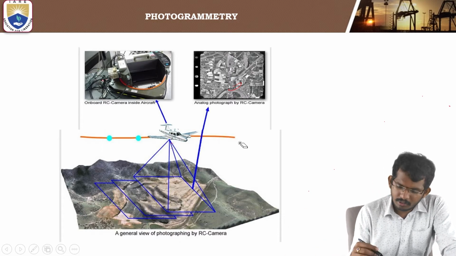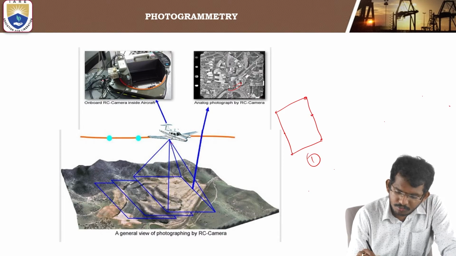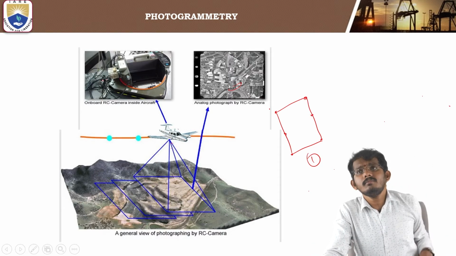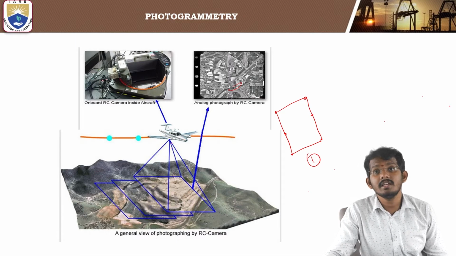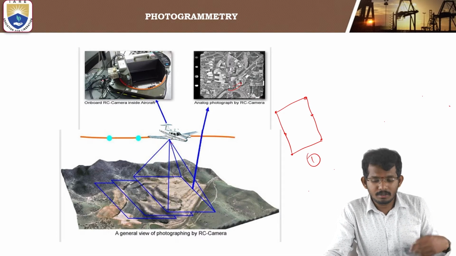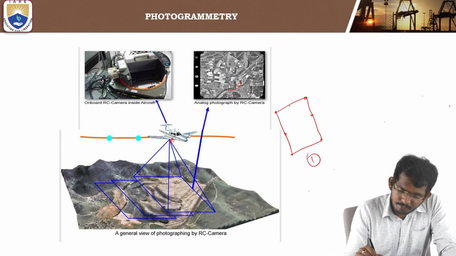I'll explain with a simple example. Suppose this is my photograph, photo 1, the first photograph I have taken. There are some marks at the corners of the photographs. These are called fiducial marks, and these marks are taken as spatial reference points. So I've taken the first photograph from the station here, and I'll overlap this photograph by 60 to 70% again.